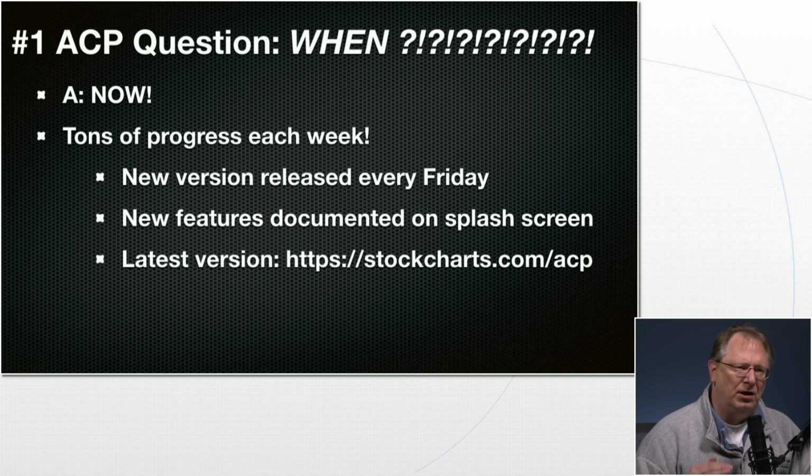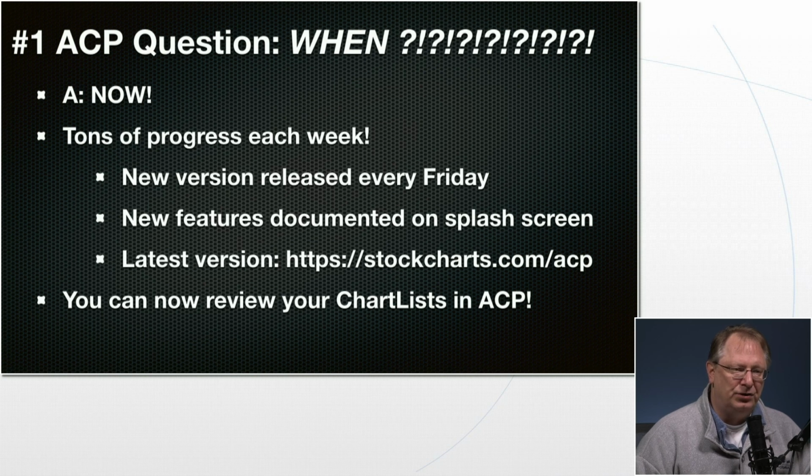You'll start to see a splash screen that shows you exactly what the new features are each time you sign in. And so we'll make it more available and more visible as to what these new features are each time you start up the program. The latest version, of course, is at this URL here, StockCharts.com/ACP, or you can just click the green button or use the drop-down. I'm going to demonstrate some of that here in just a second.